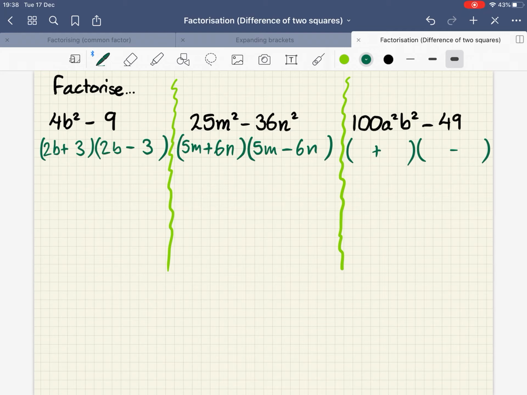So square root of 100 in this case is 10. Square root of a squared is a. Square root of b squared is b. And square root of 49 is 7. So looking at each little element individually. First I looked at the 100. Then I looked at the a squared. Then I looked at the b squared. Don't let it phase you or panic you when you've got a lot of information like that. Just do it one at a time.